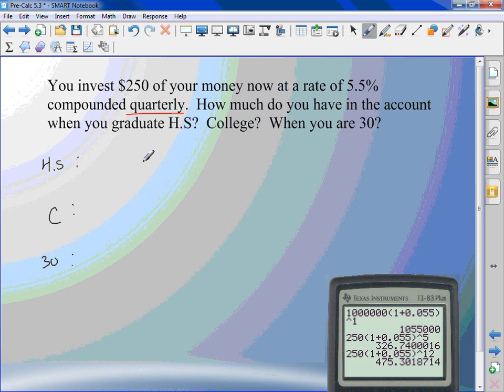For the high school, A equals how much money? 250 times 1 plus 0.055. This is where it's different. What does quarterly mean? Well, quarter means 4. So I divide by 4. And up here, it's going to be 4 times 1.